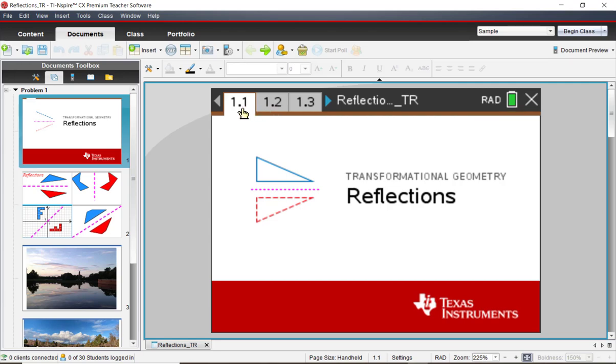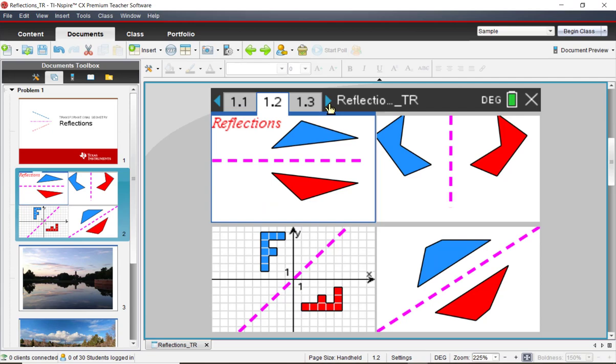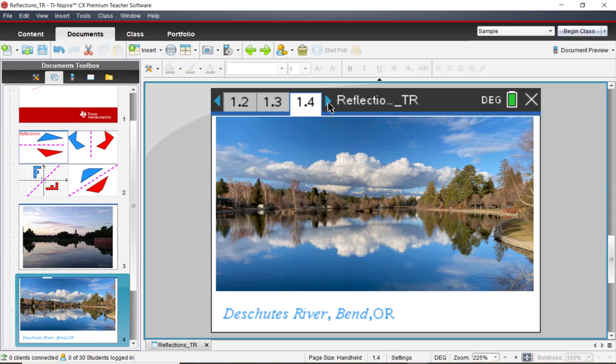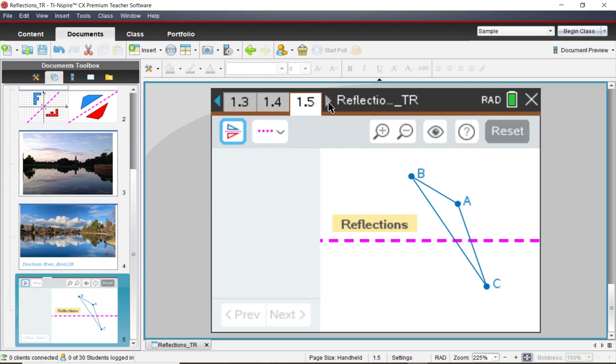This is page 1.1. I'll click the blue arrow here to go on to page 1.2, and you've seen that picture before. Click the right arrow again, and again, this is a picture illustrating reflections. And of course, 1.4, you've seen that one as well. But page 1.5 is where all of the work is going to take place, all the investigation is going to happen, and we'll get to it right now.